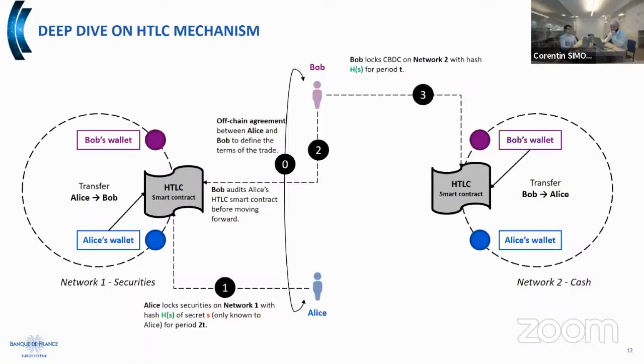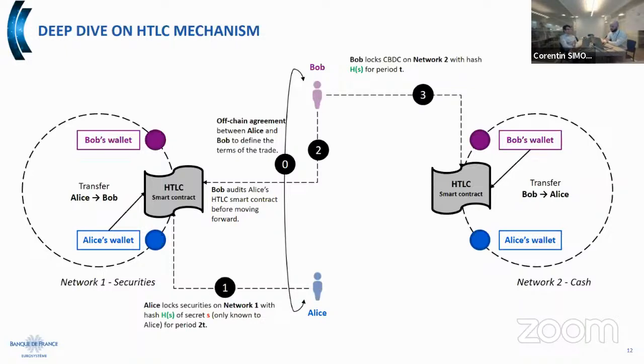At step 3, Bob locks CBDC on network 2 with the same hash as Alice and for period T. And Bob got that hash when he audited Alice's smart contract. In this example, we use T and 2T for respectively the cash timeout and the securities timeout, but other values could be used. The important idea here is that the cash timeout must be strictly less than the securities timeout in such a way as to always leave enough time for Bob to claim securities once cash has been claimed by Alice.